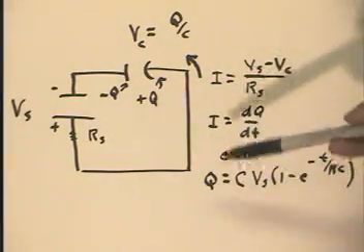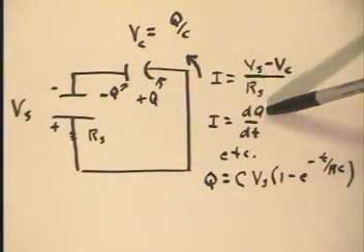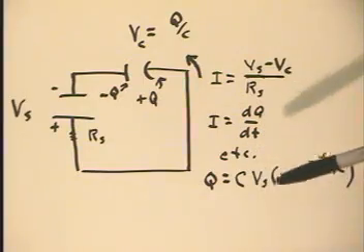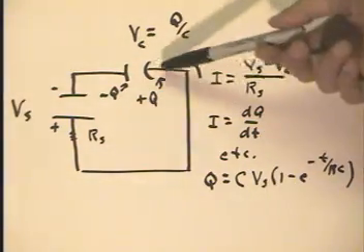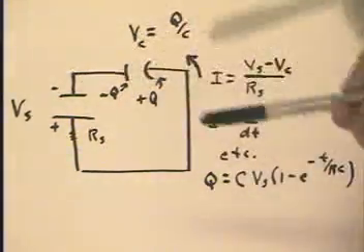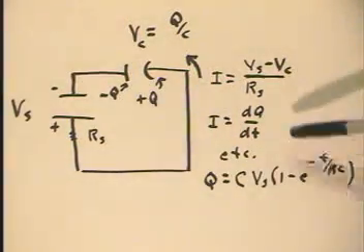So the current is the rate at which the charge in the capacitor changes. Okay, the number of coulombs per second by which the charge in the capacitor is being changed.